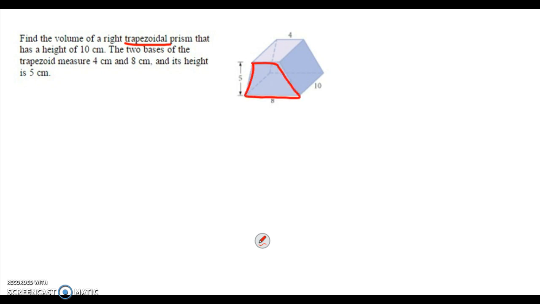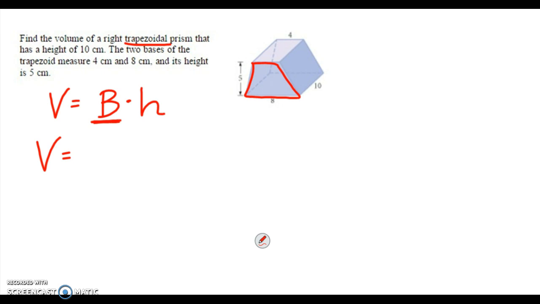So if you remember, let's first write down the volume formula. Volume equals area of the base times the height. Please write this down. It seems silly, but it's really going to help you out. Then the area of the base, I'm going to replace that with the area formula for a trapezoid.